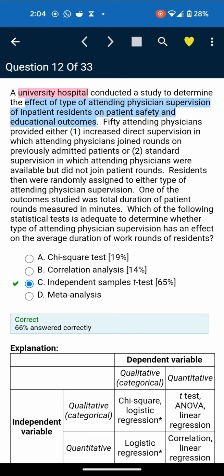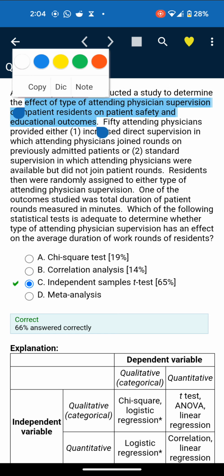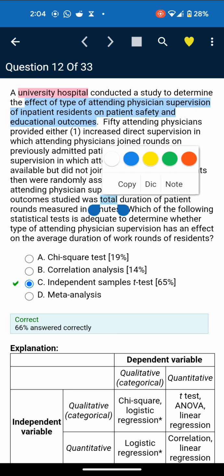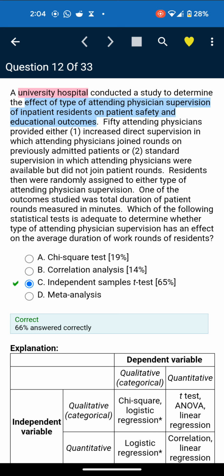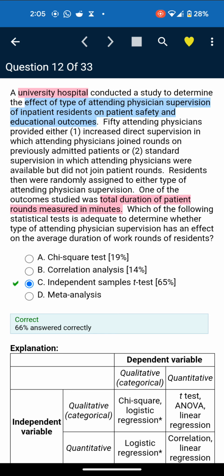All right. So now in this question, what they've said is that they want to see the effect of type of supervision on patient safety and educational outcomes. Residents were randomly assigned to either type of attending physician supervision, and the outcome was duration of patient rounds, right? So the outcome is continuous. Cont-cat is either T test or ANOVA, right? So what is the answer? It's a T test. The answer is T test, right?